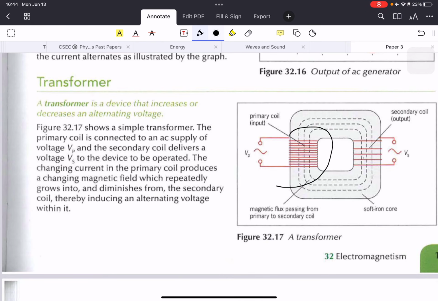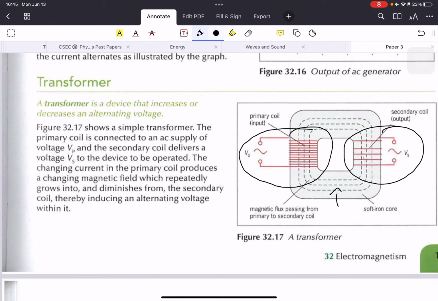So this side here, we call it VP, right? And then it changes it. It either increases the voltage or decreases the voltage through the other side. We call it VS. So how it works is that there's an iron core, right? So there's a piece of iron. This is the piece of iron here, and wire is wrapped around the iron, right?